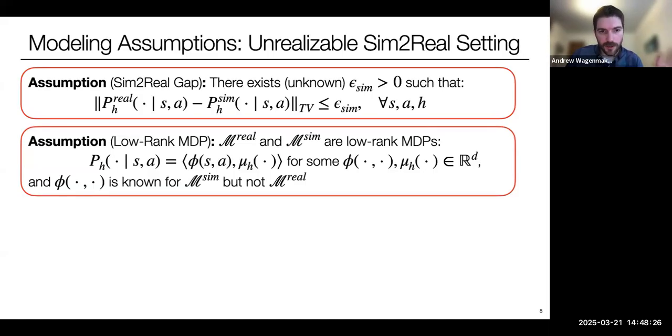And we'll assume that phi is known for sim, so we know the feature vector for sim, but we don't know this feature vector for real, and in particular, these could be different, and in general will be different. Okay, so there just exists some linear parameterization of both real and sim, but it may not be the same linear parameterization.